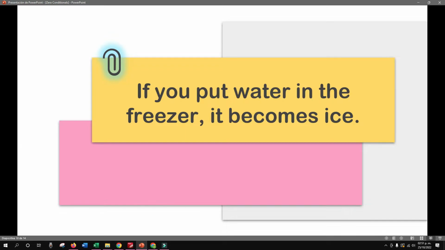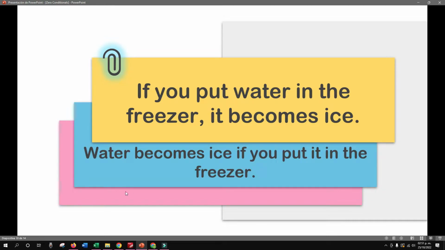For example, if you put water in the freezer, it becomes ice, right? This is the if clause, then you have the main clause. So in this case, you need to write the comma here. But you can change it. Water becomes ice if you put it in the freezer, right? So this is the other way, right? First, the result, then the if clause. You don't need a comma here, right?